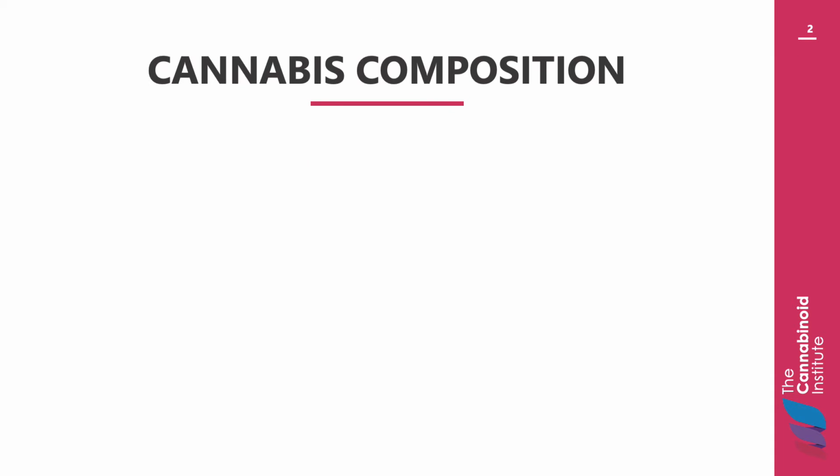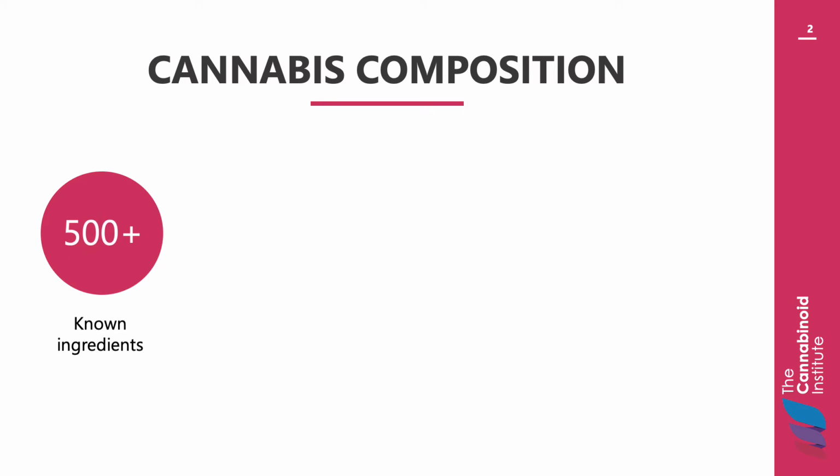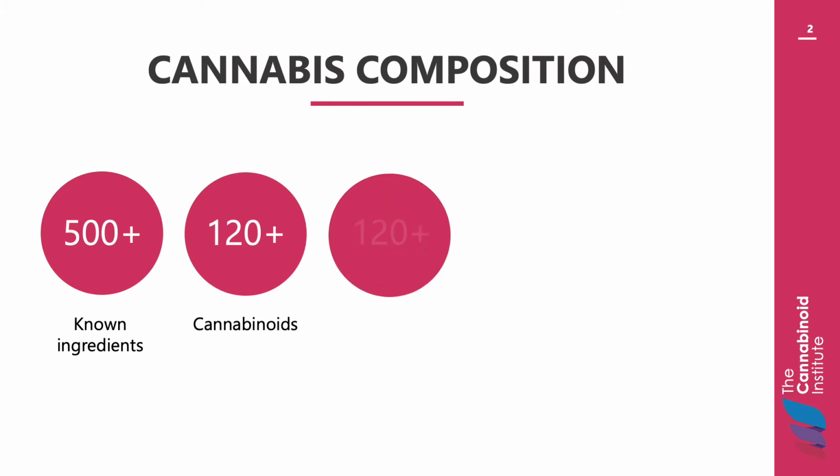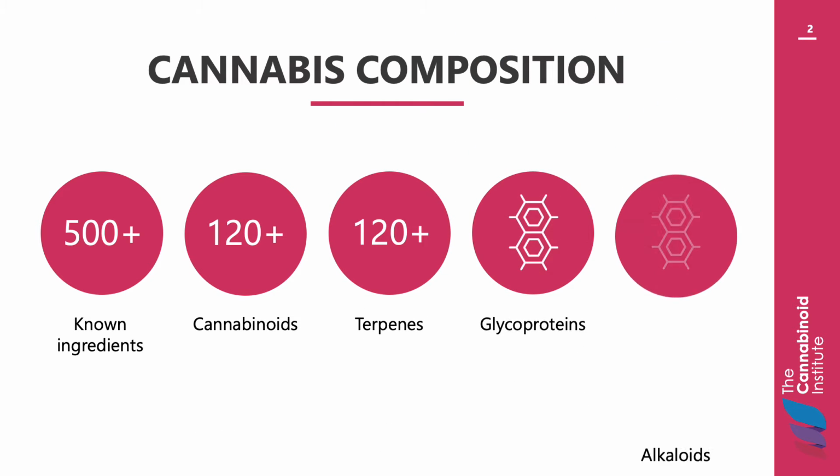The cannabis plant contains over 500 known active ingredients and is comprised of cannabinoids, terpenes, glycoproteins, and alkaloids. Despite its reputation, the majority of the active ingredients found within the cannabis plant are non-euphoric, and it is theorized that there are several active ingredients within the plant that remain unidentified.